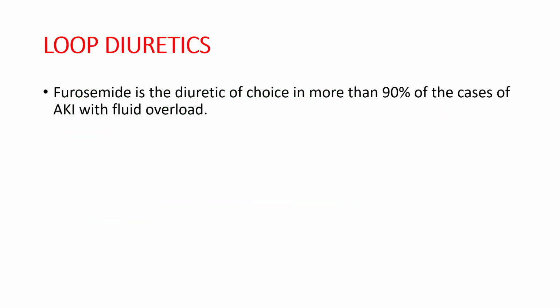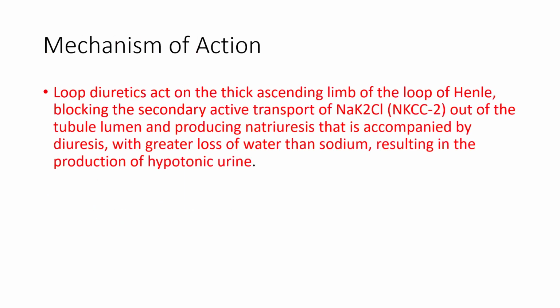Now the next is loop diuretics. Furosemide is the diuretic of choice in more than 90% of cases of AKI with fluid overload. Now the mechanism of action: this loop diuretic acts on the thick ascending limb of the loop of Henle, and it blocks the secondary active transport of the sodium-potassium-chloride channel out of the tubular lumen, and it produces natriuresis that is accompanied by diuresis. And this is associated with a greater loss of water than sodium, resulting in the production of hypotonic urine.